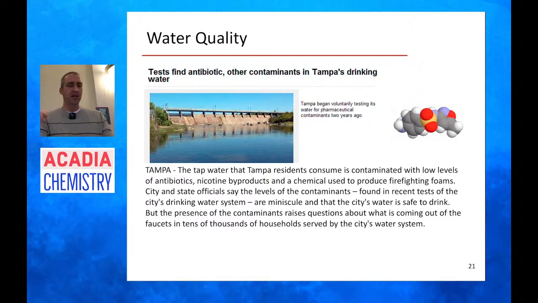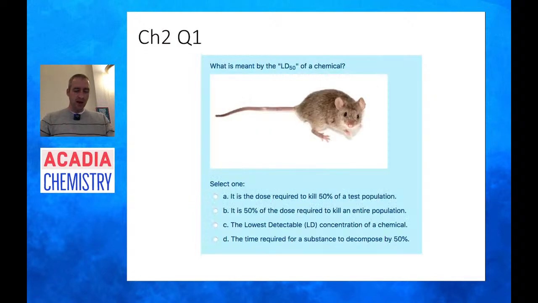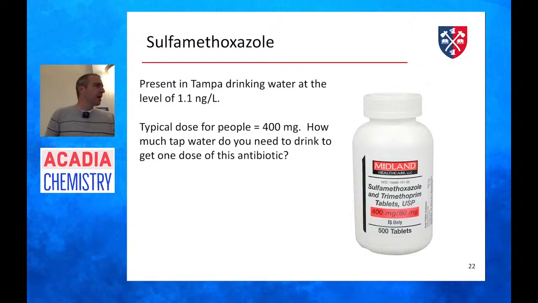And I flipped to the main body of the article and was happy to see that the article actually published the levels of the chemicals they found and what the particular chemical substances were that were coming out of the tap water in Tampa Bay. The antibiotic that they talked about being in the water was a very common drug called sulfamethoxazole, which is a synthetic chemical. Very complicated sounding name, right? Sulfamethoxazole, doesn't roll off the tongue necessarily.